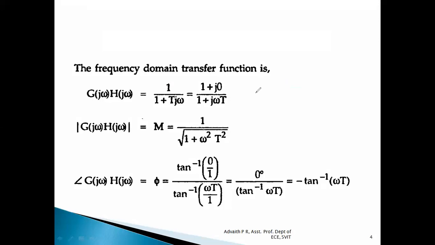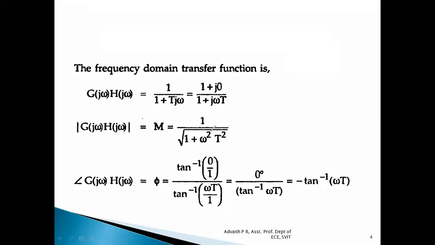Next, we'll try to find the magnitude of it. To find magnitude, we'll take the modulus of the obtained equation. For a complex number, we use the formula root of a square plus b square. The magnitude of any complex number can be found by this formula. For our numerator, we already have a equal to 1 and b equal to 0. So the value will be root of 1 square plus 0 square, which is root of 1, equal to 1. The same thing is written over here.